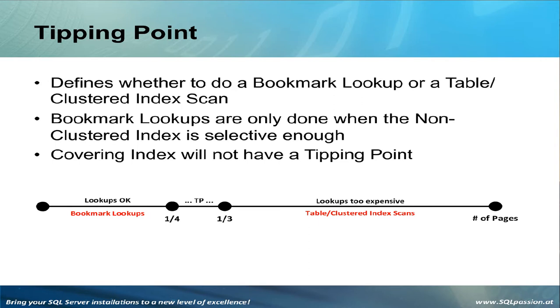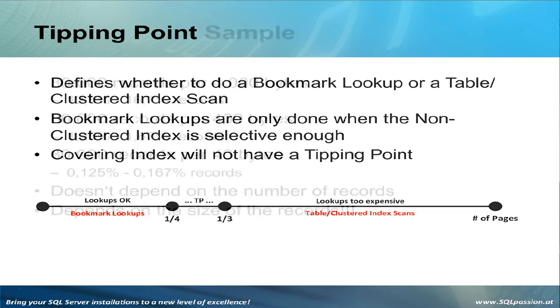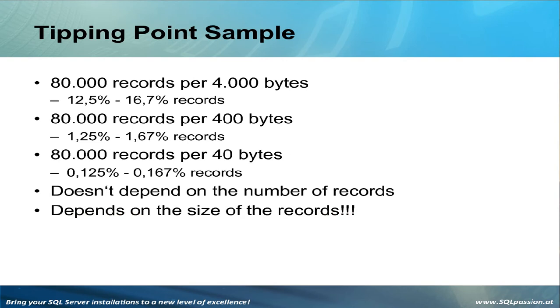I have an almost good non-clustered index, and that non-clustered index is just ignored by SQL Server. Imagine we have a table with 80,000 records. Every record is 4,000 bytes long, which means we can store two records on one 8 kilobyte page. This means our tipping point is somewhere between 12 and 17% of the records. So we can read a huge amount of records from that table, around, let's say, 8 to 10,000.